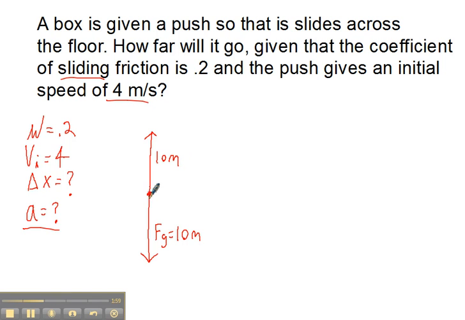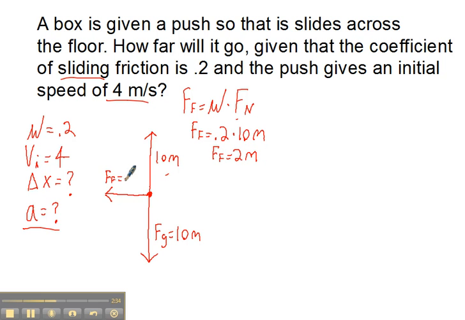All right? And there's also going to be a force of friction. So I'm assuming the box is moving to the left, so I'm going to write the force of friction over here. And you learned before, the force of friction is mu times the normal force. So it's just going to be 0.2, I'll write it over here. FF equals 0.2 times the normal force, which is 10m. So 0.2 times 10m is 2m, right? So we write it like that.